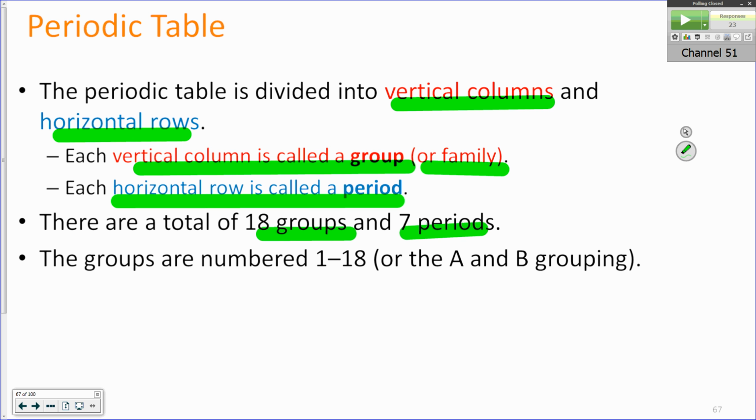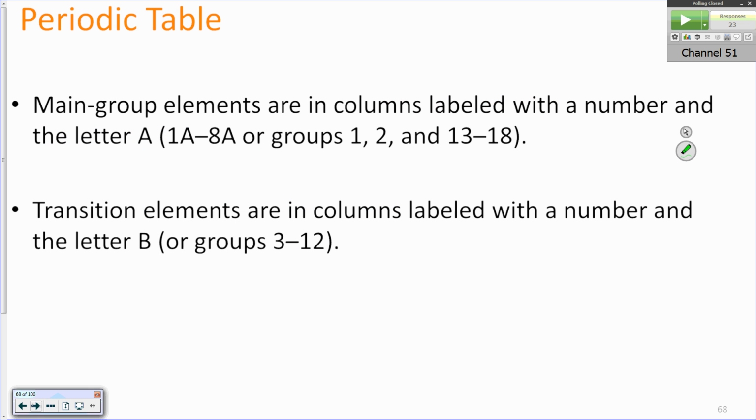So the groups are either numbered 1 to 18 or with the A and B. The way that I'm going to teach you the most is going to be the A/B configuration. The textbook authors, though, want you to know the 1 through 18 as well. The ones in the main groups all have the letter A associated with them. They're the 1A through the 8A, or if you want to go by group numbers, they're 1 and 2, and then 13 through 18. The transition elements are the ones that have the B associated with them, and their groups number 3 through 12 if you go with the straight numbering scheme. So they're the ones in the center of the periodic table.